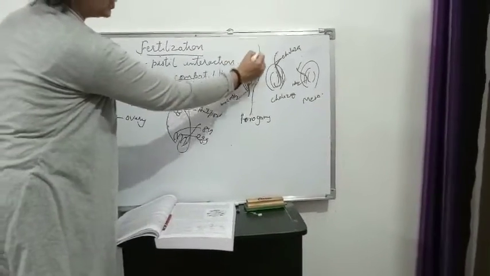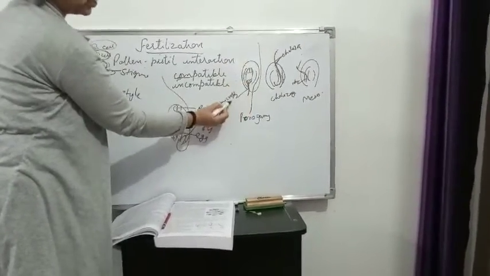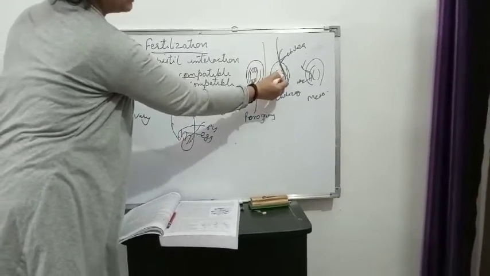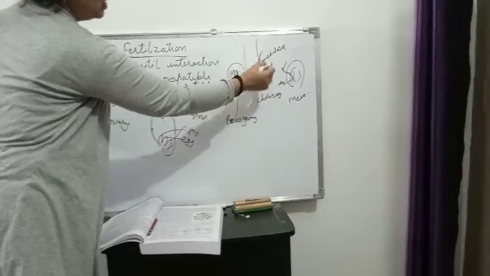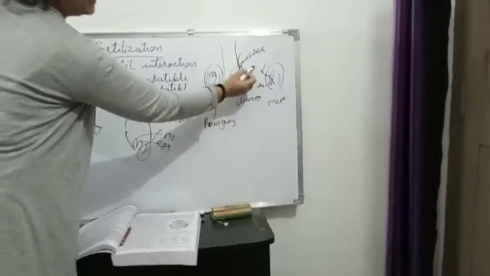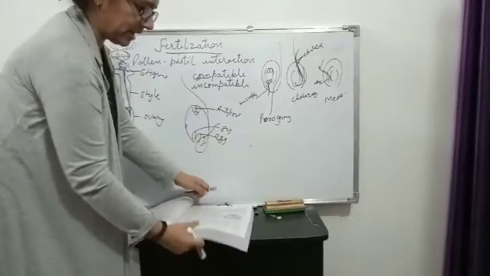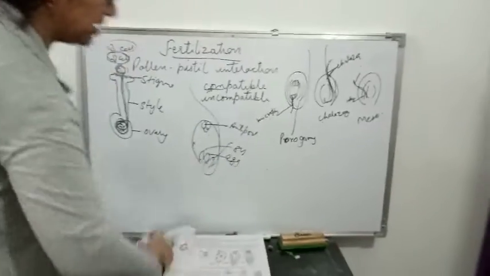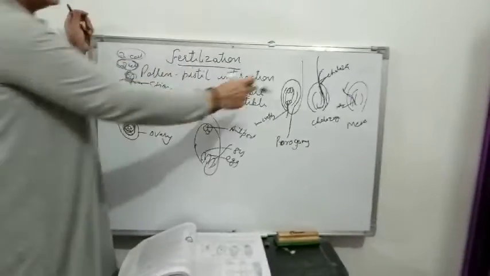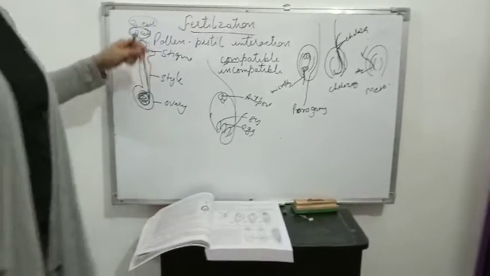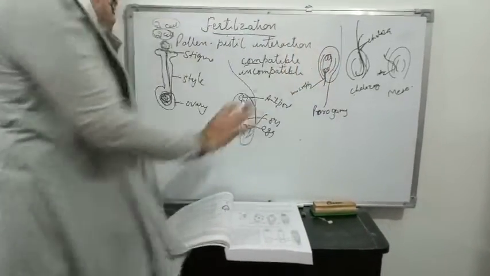Sometimes the pollen tube is coming like this and going through the micropyle. It is called porogamy. If this pollen tube is coming from the chalazal side, this is chalaza, it is called chalazogamy, and if it is coming from the integuments, it is called mesogamy. So these three diagrams are shown here in the book also. You can see here and go through the text. So these are the three diagrams which I have told you, from where the pollen tube is coming. So this is the way from which the pollen tube is coming.